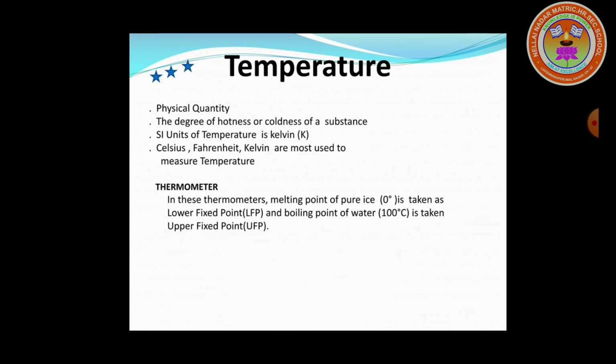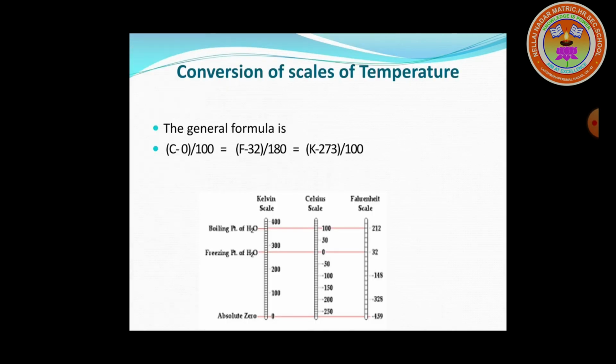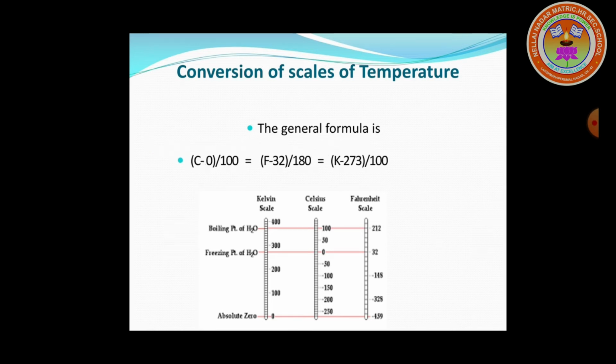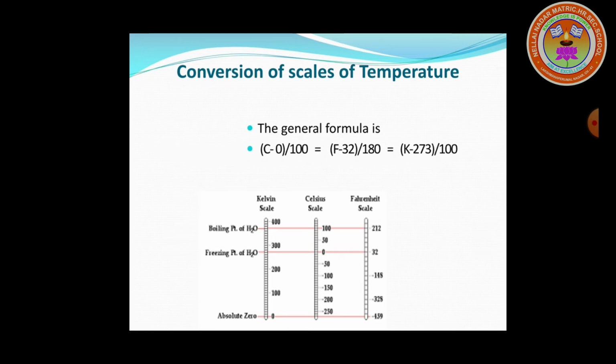So next we are to move on to the conversions of the scales of temperature, because we are using three kinds of scales. So the general formula is (C - 0)/100 = (F - 32)/180 = (K - 273)/100. Based on this, we are able to convert.